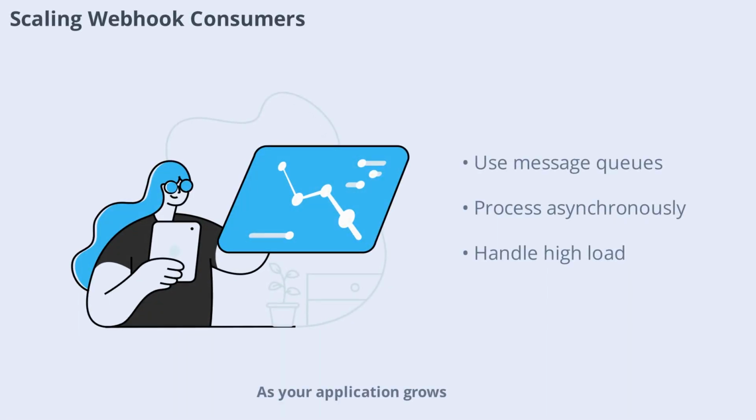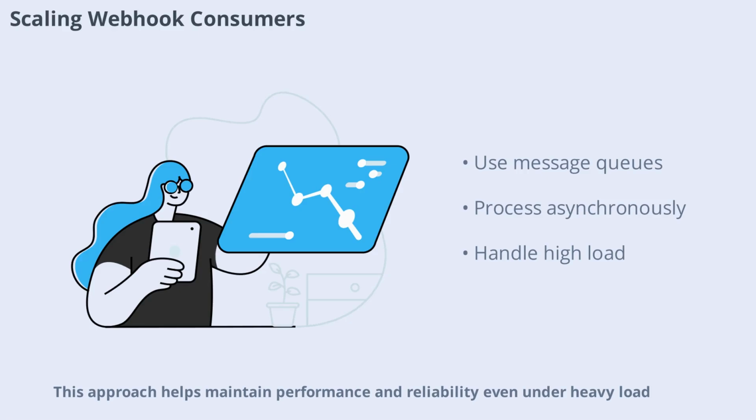As your application grows, you may need to scale your webhook consumer to handle more events. Consider using message queues or worker threads to process events asynchronously. This approach helps maintain performance and reliability, even under heavy load.